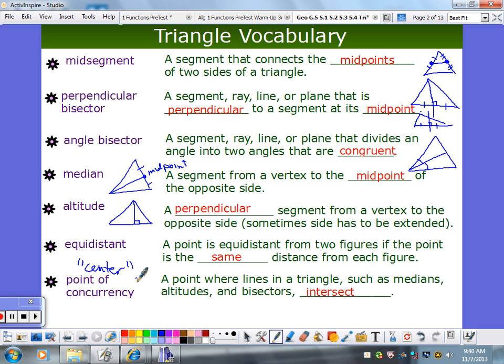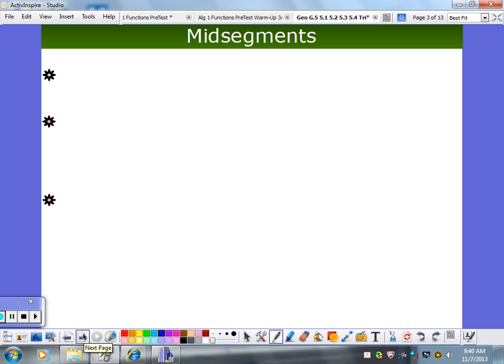So points of concurrency. If I were to connect all my midsegments, this one to that one, that one to that one, that's a bad example, let's do angle bisectors. If I make all the angle bisectors, this would be a point of concurrency. It's the center of the triangle based on angle bisectors. So we're going to look at all of these in more detail. Let's start with midsegments.